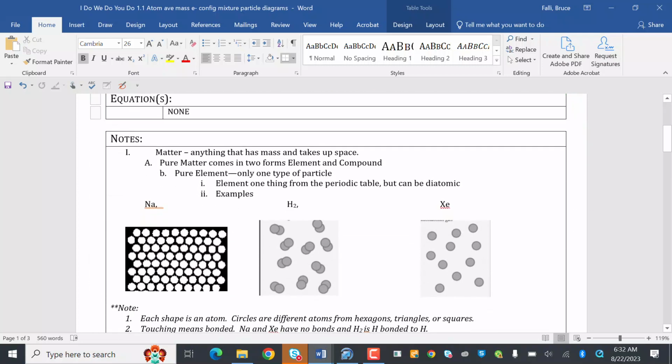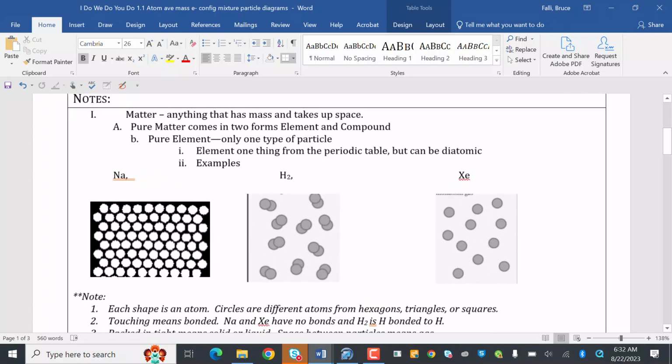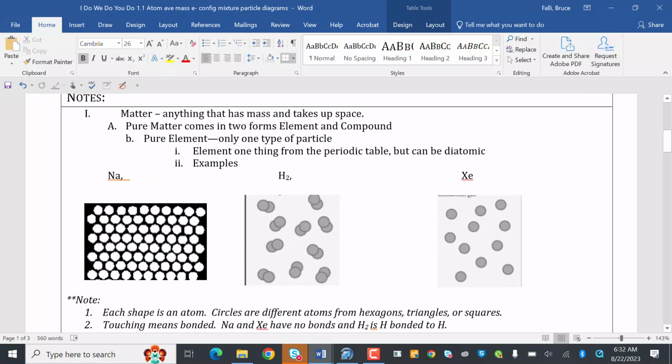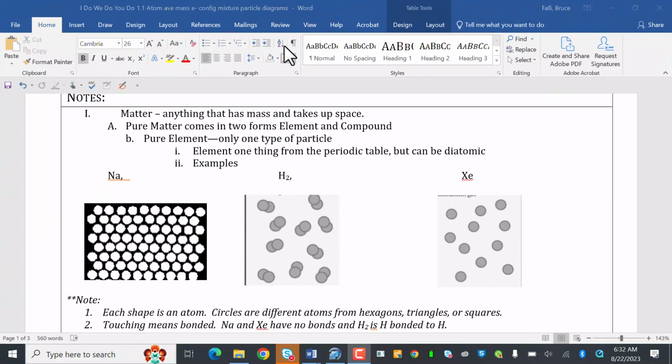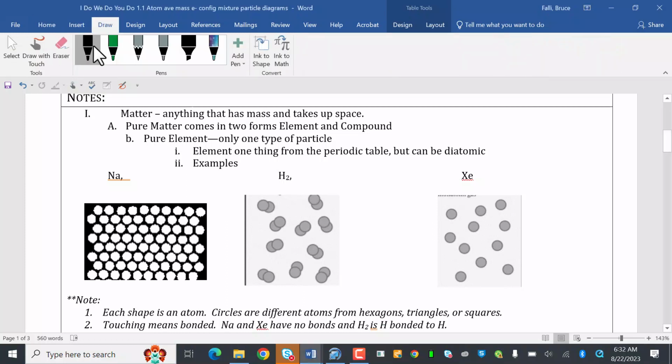All right, so matter is anything that has mass and takes up space. So it's got to have both of those. However, it's really hard to have one, but not both. So that's the part that we just kind of have to be ready for.